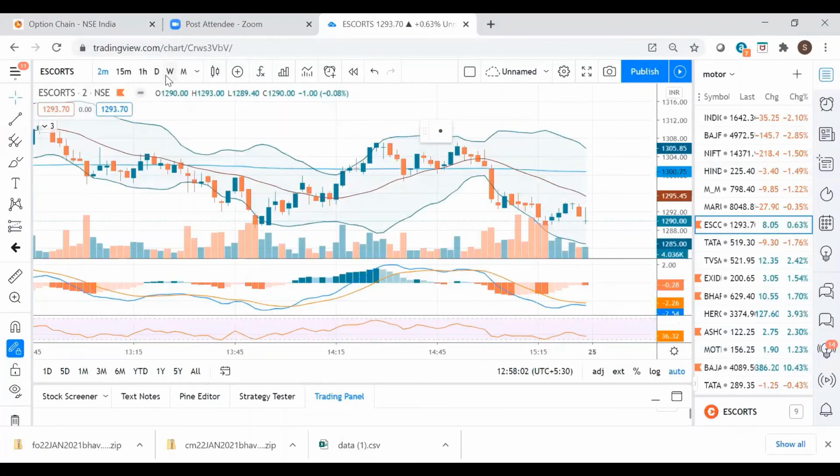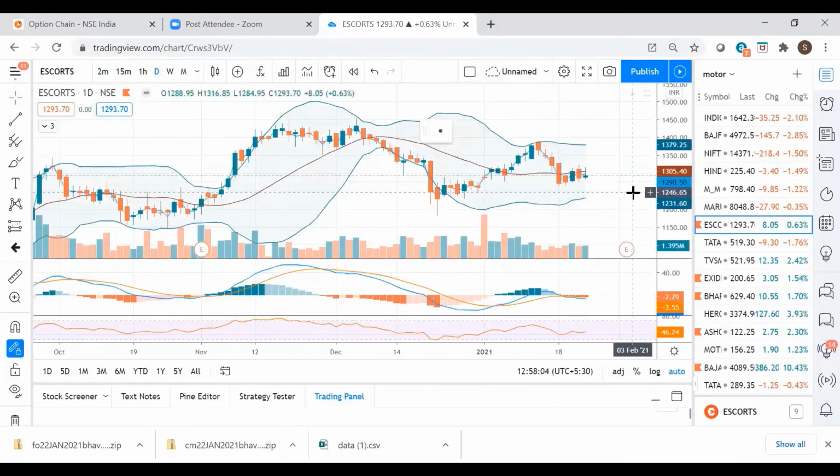It's currently at 1,293, and the put writers are already in trouble here. On the downside, in the last 3 days, I'll see what is the lower point. Buying is coming around 1,275. So anything below 1,250, it's not good for the put writers.